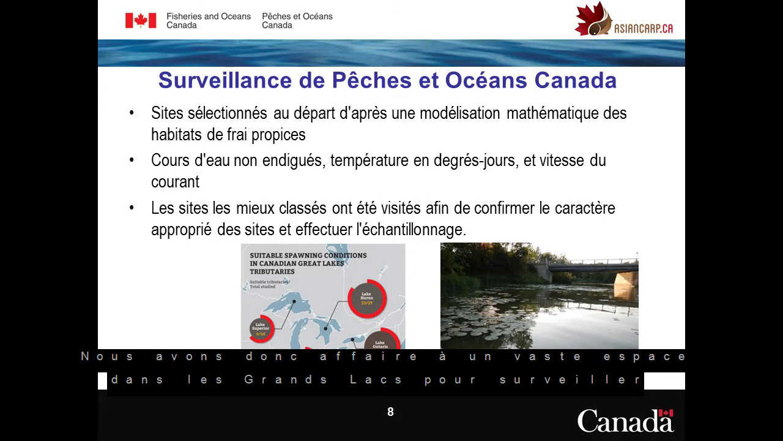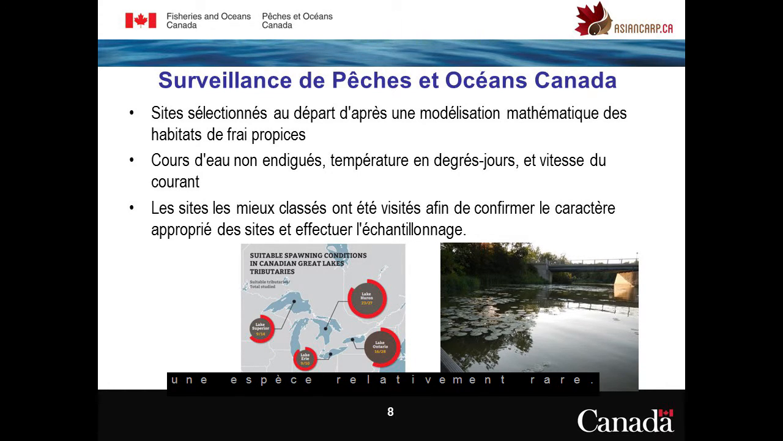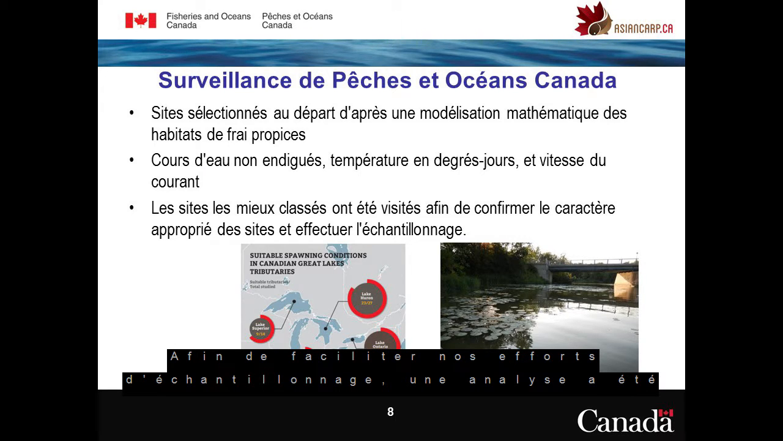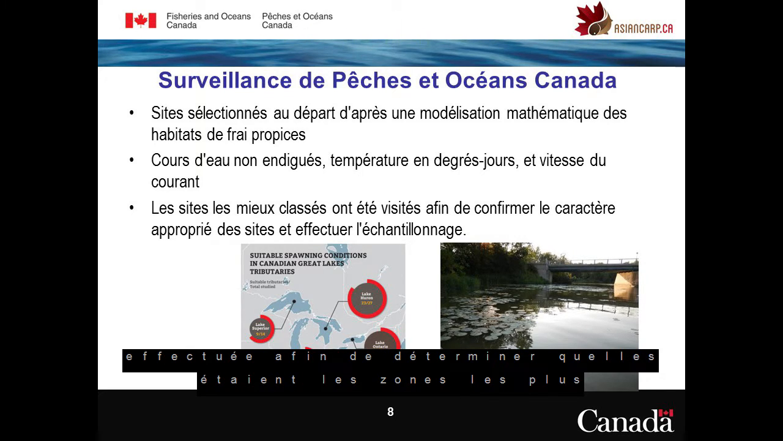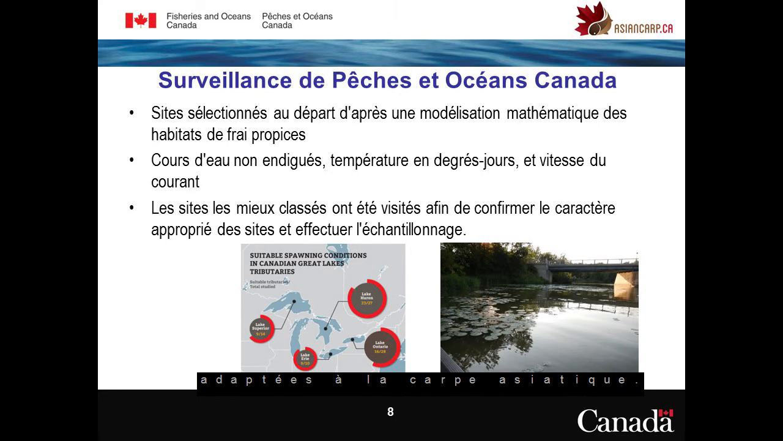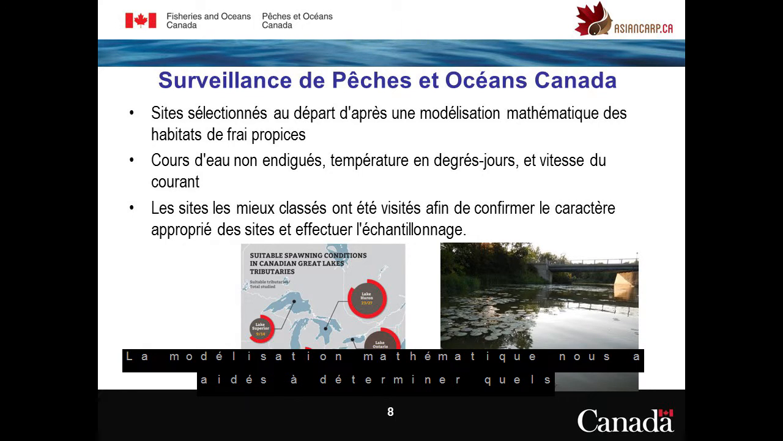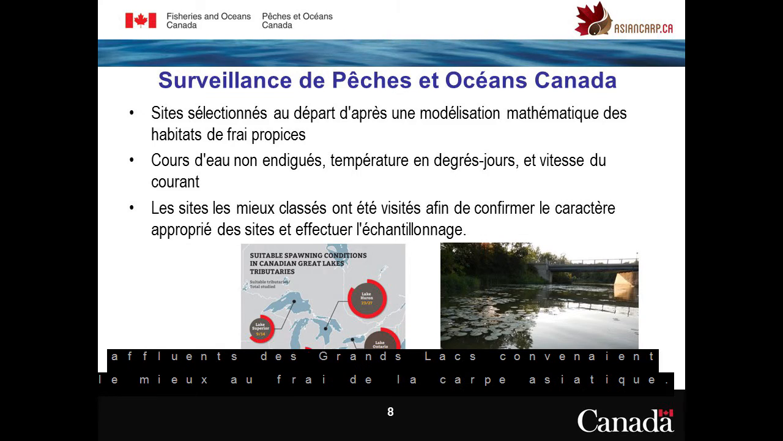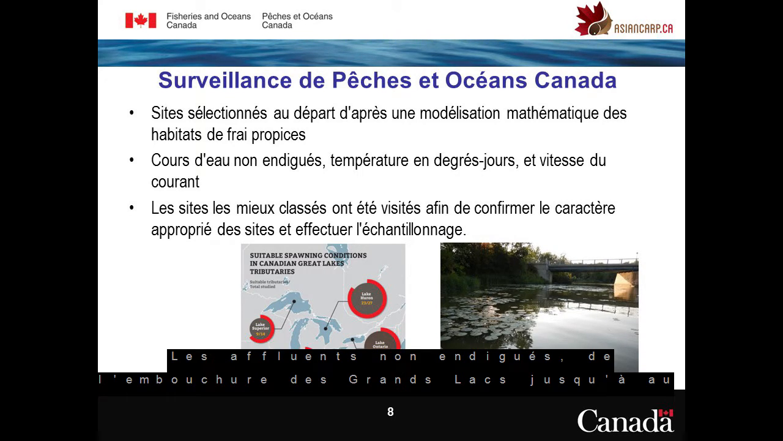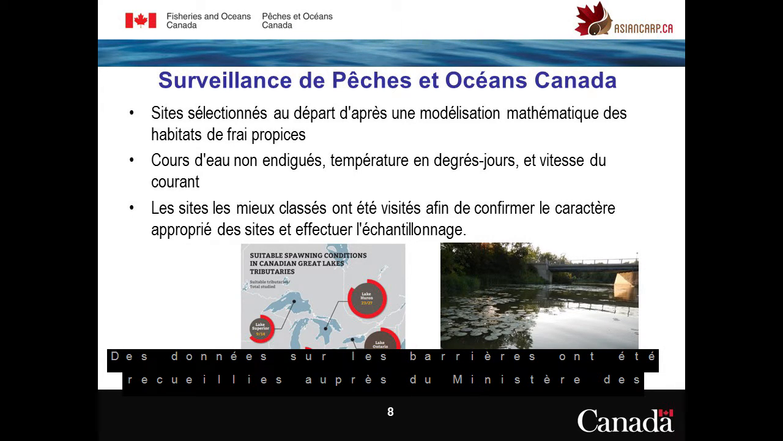So clearly we're dealing with a vast amount of space in the Great Lakes to monitor for relatively rare species. To help focus our sampling efforts, an analysis was done to identify those areas most suited to Asian carps. Computer modeling helped to identify the suitability of Great Lakes tributaries for Asian carp spawning. Unimpounded tributary lengths from the mouth at a Great Lake to at least 100 kilometers upstream were identified using ArcMap software. Barrier data were collected from MNRF and Natural Resources Canada.